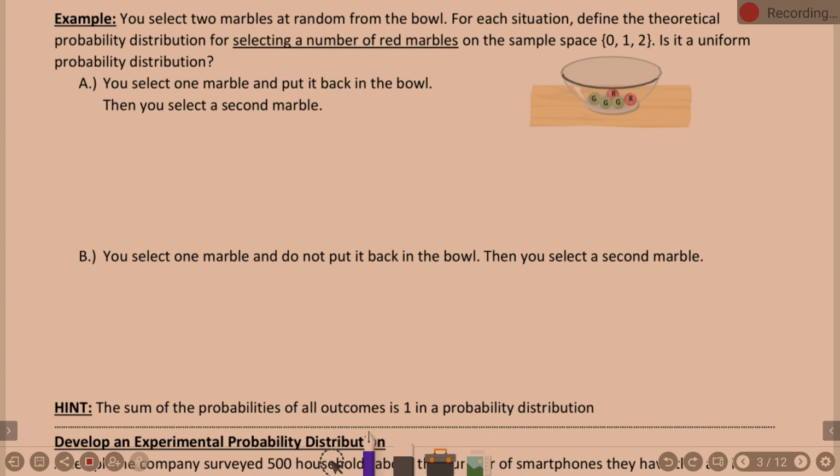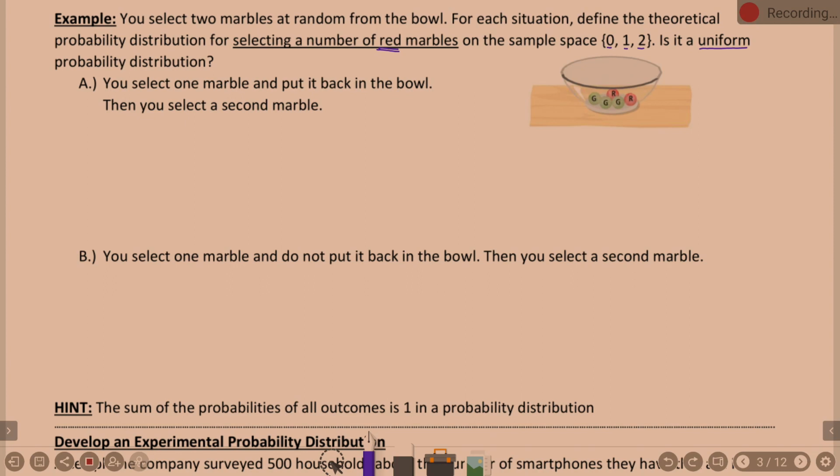So this example is the first example I skipped. You select 2 marbles at random from the bowl. For each situation, define the theoretical probability distribution for selecting a number of red marbles. Last time we talked about it was the probability of getting a TO button. Now we're talking about red marbles on the sample space of 0, 1, or 2. So getting 0 red marbles, 1 red marble, or 2 red marbles. And then we'll also follow up with being asked, is it a uniform probability distribution?